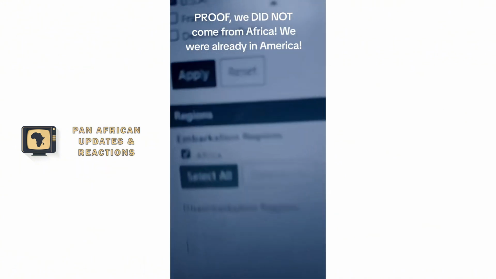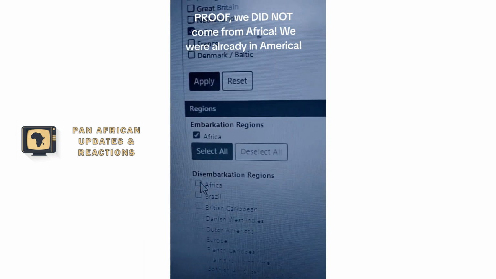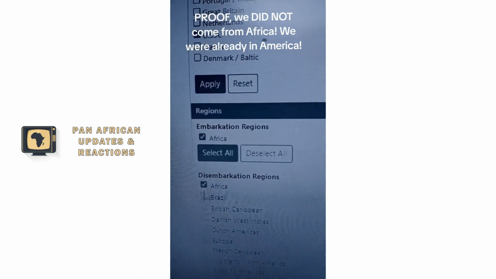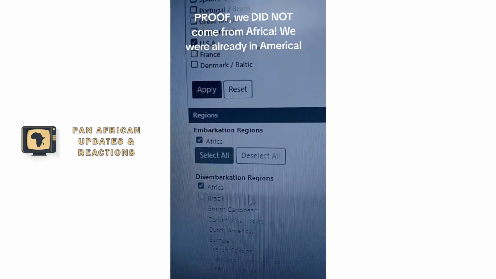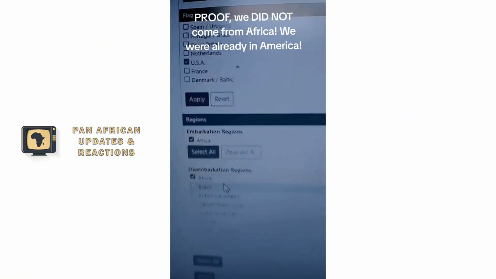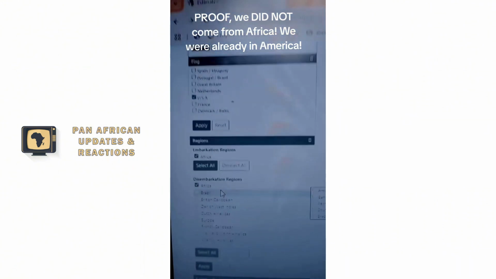Oh, sorry, no. We're gonna mark Africa because this is where we want these people to come from. We want them to come from Africa. Yeah, you already selected where you want the people to come from when you select embarkation. With disembarkation, you're selecting where you drop them off, which should have been mainland America, but you already knew this.